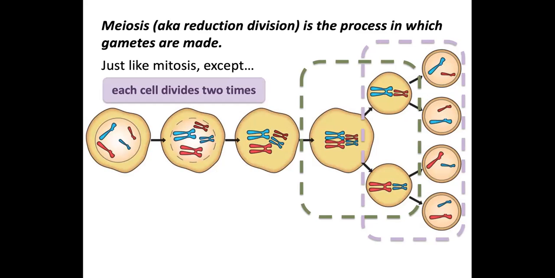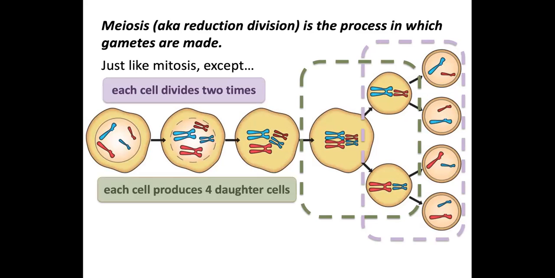Each cell divides 2 times instead of just once. In mitosis, there's only 1 division. In meiosis, there are 2, because we are going to go through meiosis 1 and meiosis 2. Okay, so PMAT 1, PMAT 2. Next, each cell produces 4 daughter cells. How many did we make in mitosis? 2. Now we're making 4 because it's going through 2 divisions. We make 2 the first time, and then 2 a second time, so that is where we get our 4.